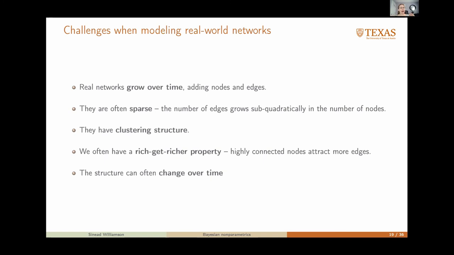And then the other thing is, networks have clustering structure. I am not following people randomly on Twitter. I'm following people who tweet about statistics and machine learning. And they have a rich get richer property. I tend to follow people on Twitter who have a lot of followers. Everyone tends to follow like Beyonce on Twitter, for example. And they evolve over time. Who is popular changes, who is interacting with who changes over time. So those are a lot of things to model. And we're going to try and get at some ways that we can use Bayesian nonparametrics to capture some of this sort of behavior.